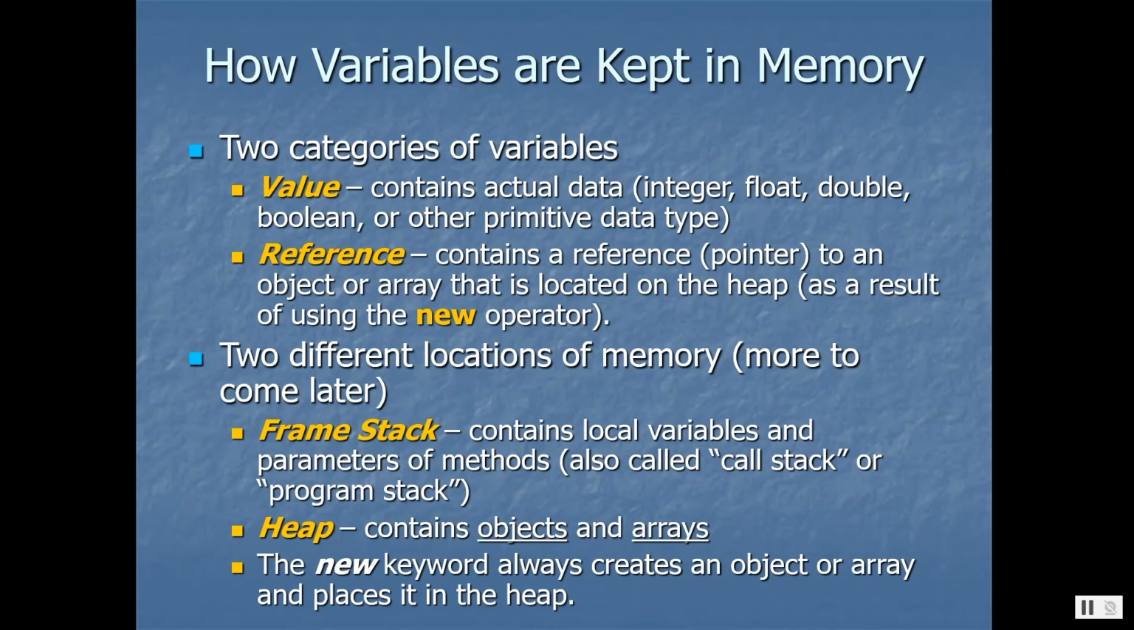The other location of memory is the heap, and the heap contains all objects and arrays. So the stack is going to have a frame for each method as it is in execution, and it will contain the local variables and parameters of that method. And the heap is going to contain objects and arrays. Whenever you see a new keyword, that means something's getting created on the heap.